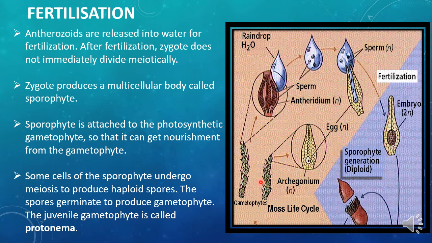Some cells of the sporophyte undergo meiosis to produce haploid spores. The spores germinate to produce the gametophyte. The juvenile gametophyte is called protonema. So the spores produced by the sporophyte get dispersed and germinate into a haploid gametophyte. The spores are haploid in nature and so they give rise to a haploid gametophyte, and this haploid gametophyte, which is formed immediately after the germination of spores, is called protonema.